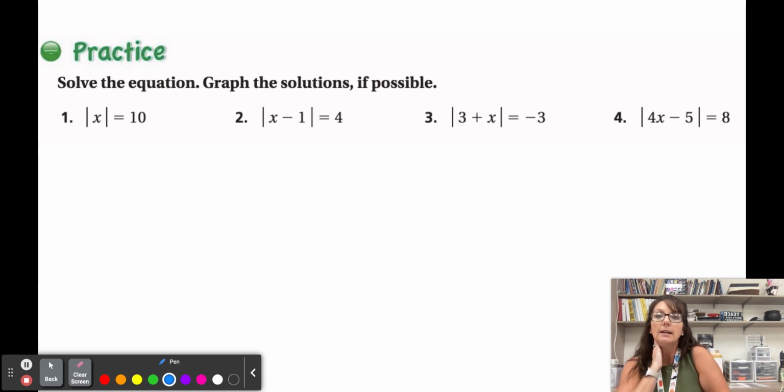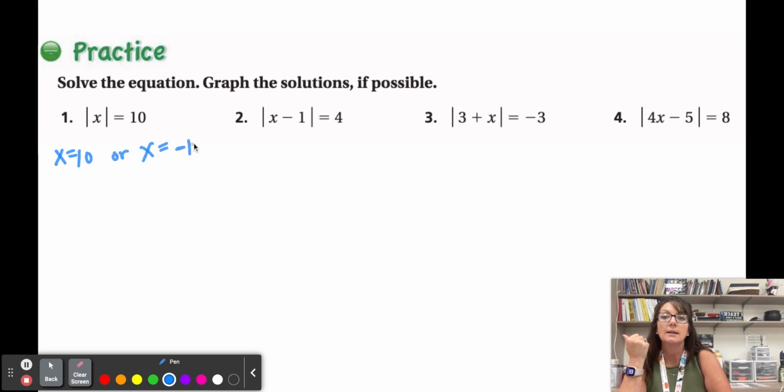Okay, so in this case, the first example, right, the absolute value of x is equal to 10. That means that the distance is 10, right? So what values of x would have a distance of 10? Well, it would be 10 or -10. There's no expression. So x could be equal to 10 or x equals negative 10. Because if we had 10, the absolute value of 10 is equal to 10 because it's 10 units from 0, or the absolute value of negative 10 is equal to 10 because it's 10 units from 0. Okay?